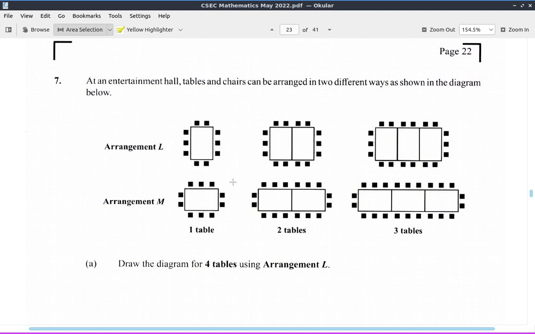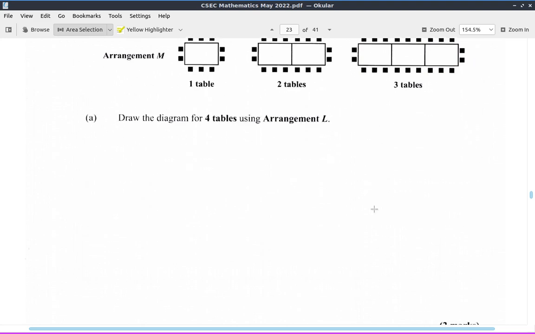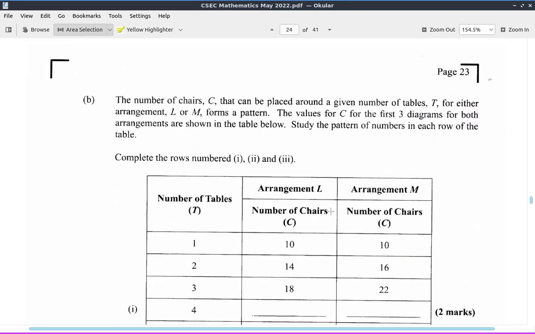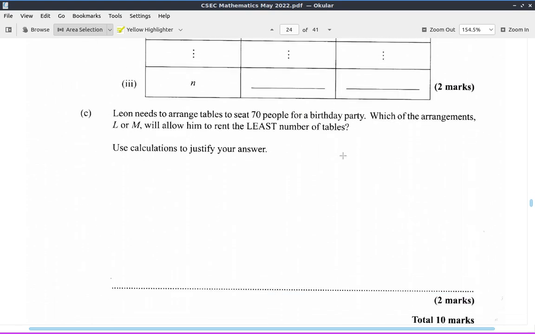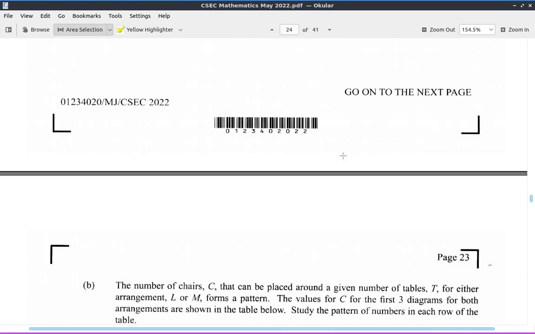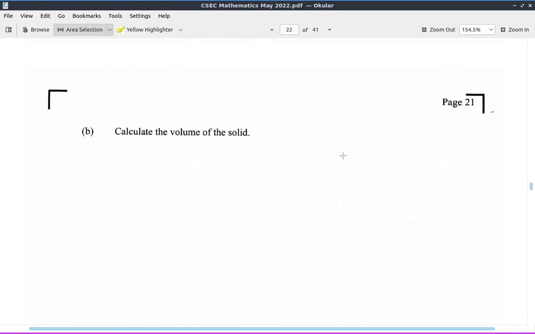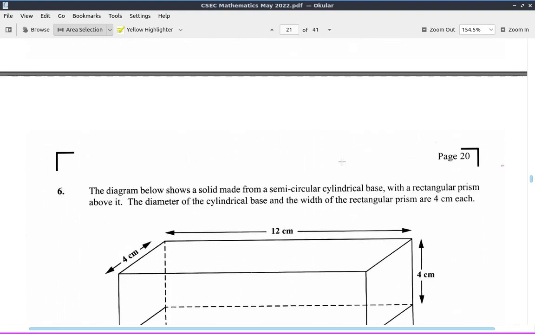Why didn't they put this as arrangement L, the second one? Because you could say it's a long table. L for long, but I guess that's what they do. L is this one at the top, M is this one at the bottom. Number of chairs and tables and so on. You're going to fill this out. When we come to it, it looks like a nice question to work out. We're going to have a lot of fun working that out.